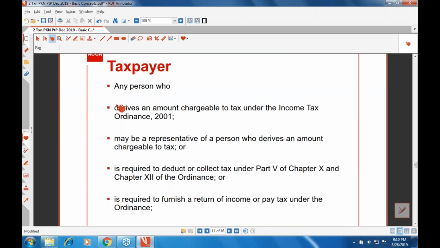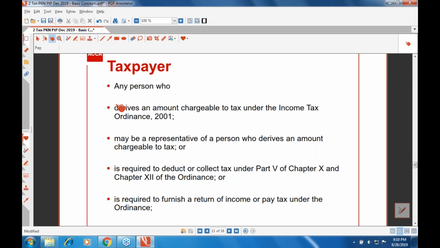There's another concept, which is the concept of a taxpayer. So who is a taxpayer? A very important point is, from the perspective of the definition, a taxpayer is not necessarily somebody who is paying tax. I'm repeating it again. A taxpayer is not necessarily somebody who is paying tax.